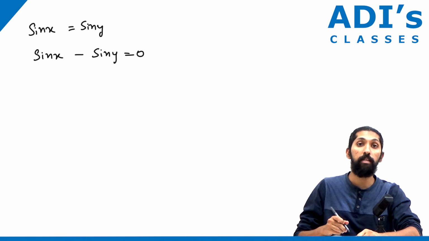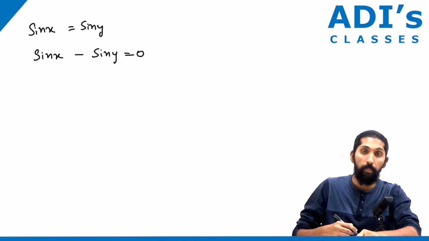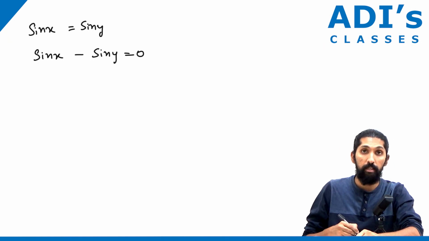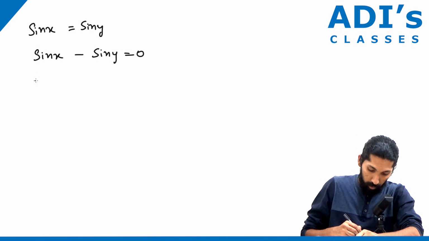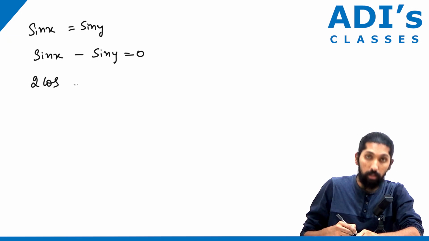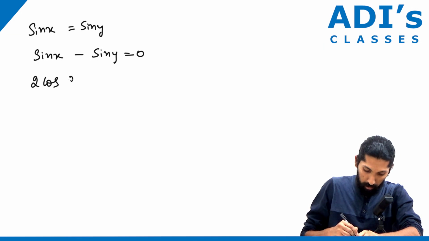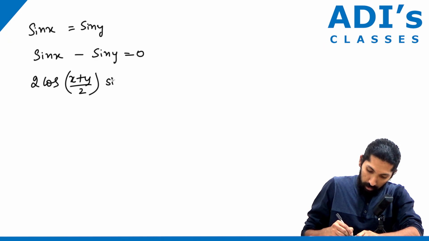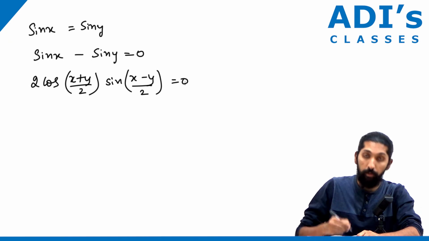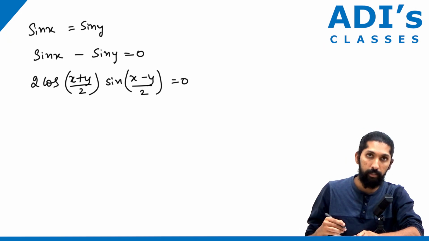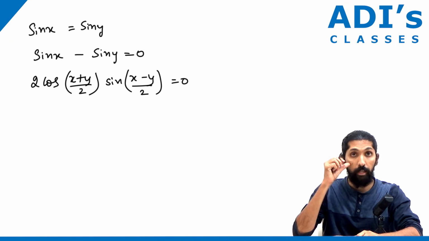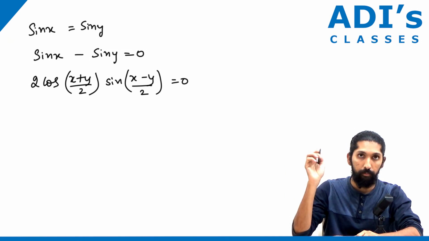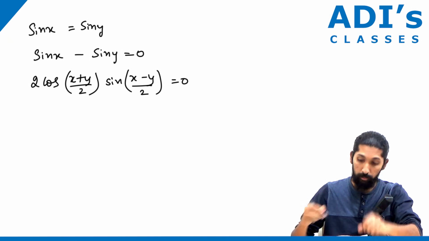Now here we can use the sin C minus sin D formula. So sin C minus sin D is 2 cos((C plus D) by 2) into sin((C minus D) by 2). This is the formula. So when you apply it, this is what you're going to get. Now you can divide the entire equation by 2. Now here we have two possibilities.